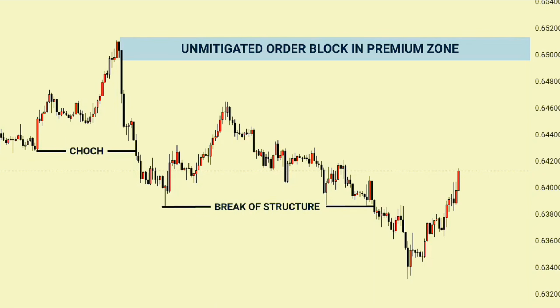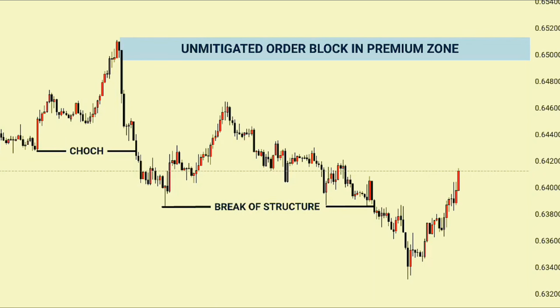This area shows where institutions previously placed strong sell orders. This zone is formed by the last bullish candle before a strong downward move. The price left this area with strong selling pressure, which means smart money was active here. This order block has not been visited again by the price, so it is still unmitigated. Because the price has not returned to this area, the sell orders are still waiting to be filled.